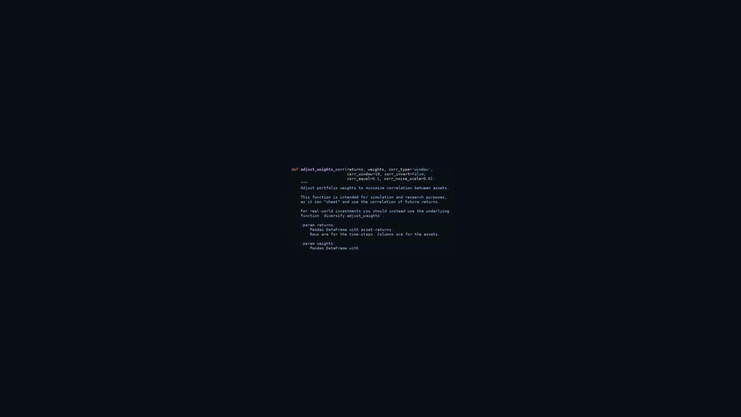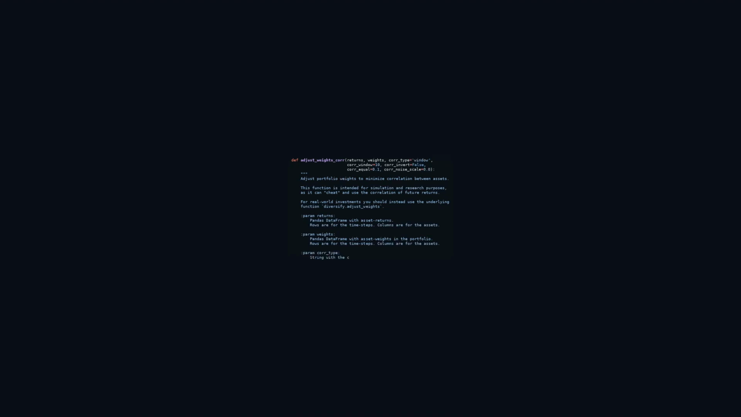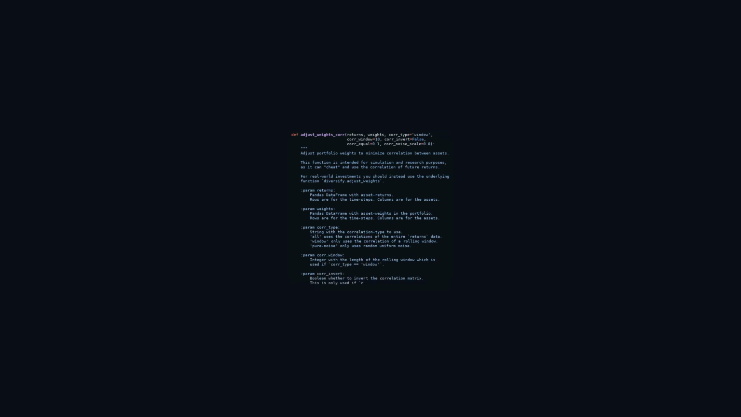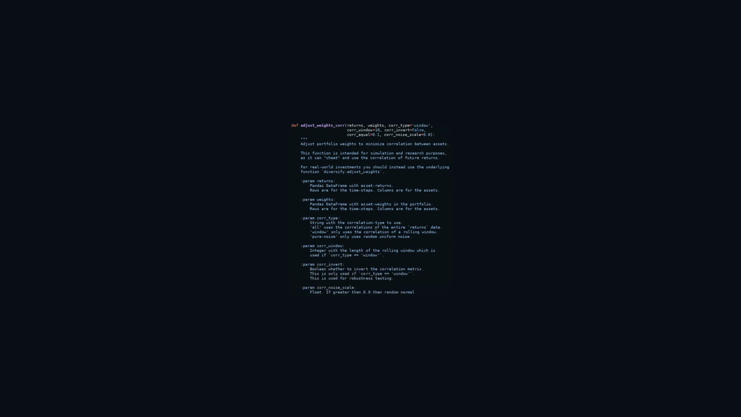The function adjust_weight is designed to optimize portfolio weights by minimizing the correlation between assets. It takes in the historical returns of the assets and the current portfolio weights as inputs. The function provides various methods for adjusting weights, including using correlations from all data, a rolling window, pure noise, or equal correlations.